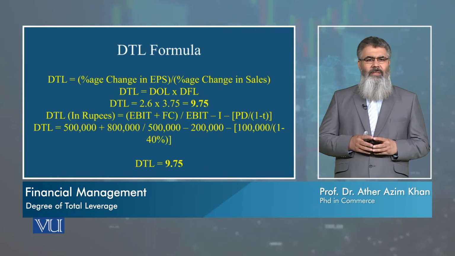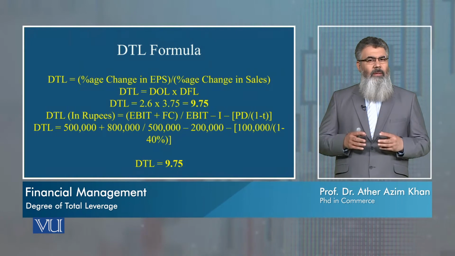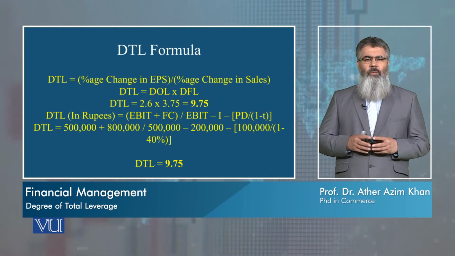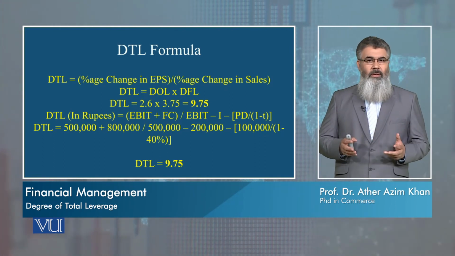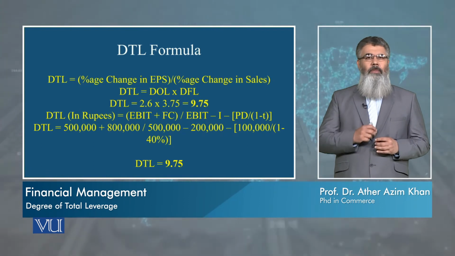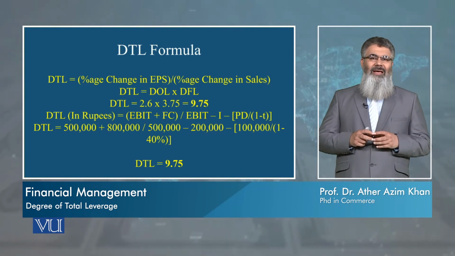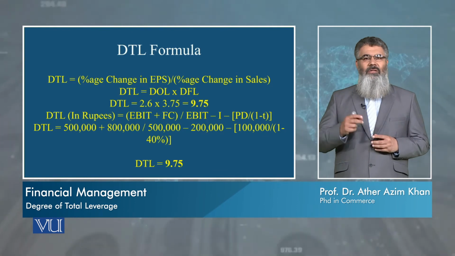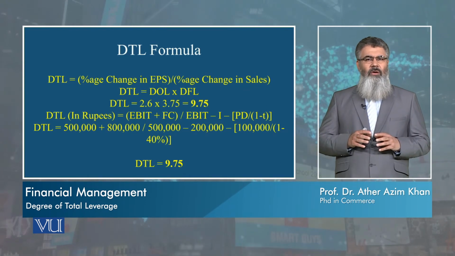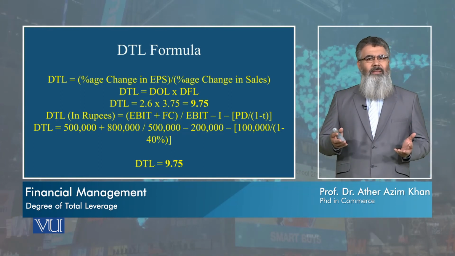So in this case, you can see that if DOL is 2.6 and DFL is 3.75, the product of the two is 9.75. Now DTL equal to 9.75 means what? It means that with a 1% change in sales, your earning per share will change by 9.75%. That is, there will be such a big difference in our EPS from a small change in sales. So this is an important thing that we need to consider. And the higher this value goes, the higher the total leverage of that firm or business.